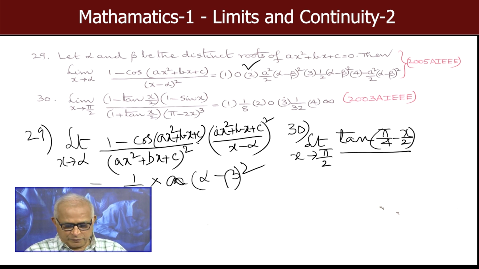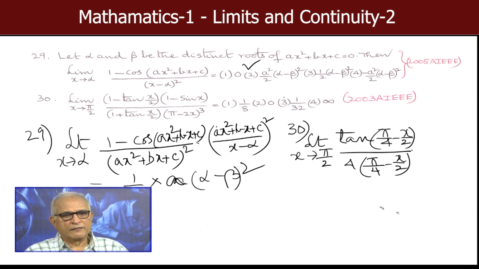And the denominator you have pi minus 2x whole cubed. I will take out one pi minus 2x from this as a factor. The remaining factor is pi minus 2x whole square. Pi minus 2x can be written as 4 times pi by 4 minus x by 2. Follow?